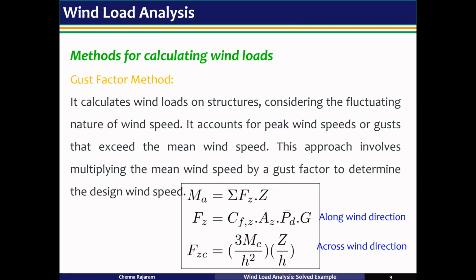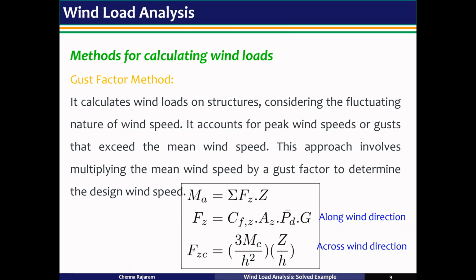Gust factor method. It calculates the wind loads on structures considering the fluctuating nature of wind speed. It accounts for peak wind speeds or gusts that exceed the mean wind speed. This approach involves multiplying the mean wind speed by a gust factor to determine the design wind speed. The gust factor method comes under dynamic analysis.